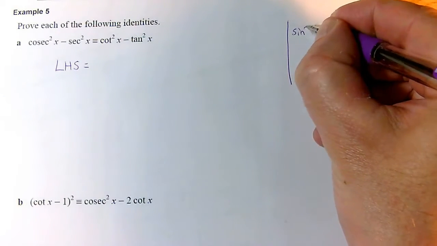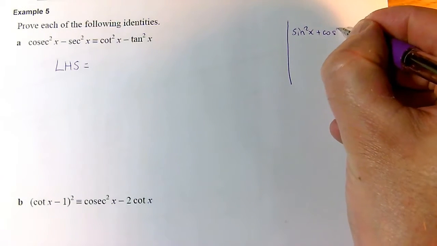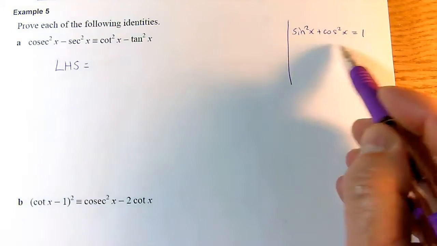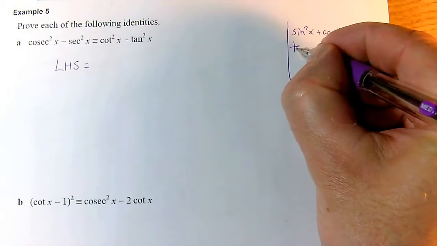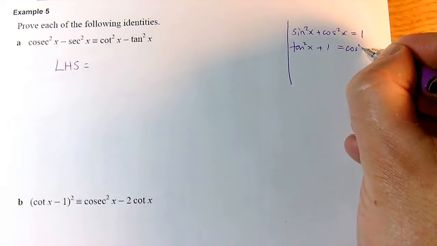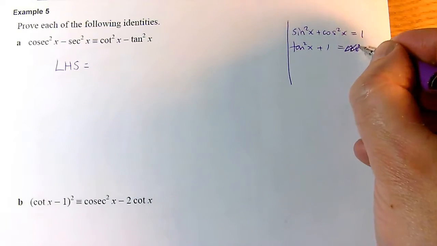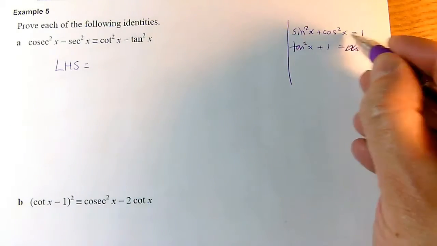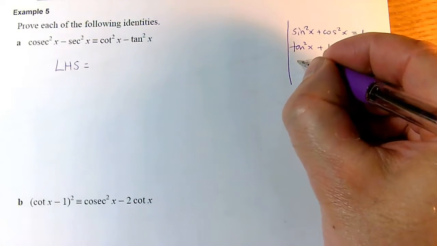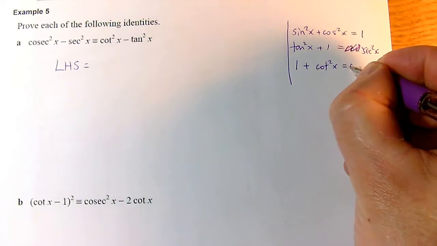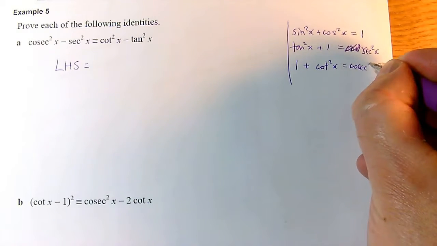So we know that sine squared x plus cos squared x equals 1. Well, I don't think I'm going to be using that one, but I'm going to be using the other two. If you divide this one through by cos squared x, you get tan squared x plus 1 equals 1 over cos squared of x, which is sec squared of x. And if I divide the top one through by sine squared of x, you get 1 plus cot squared of x equals cosec squared of x.